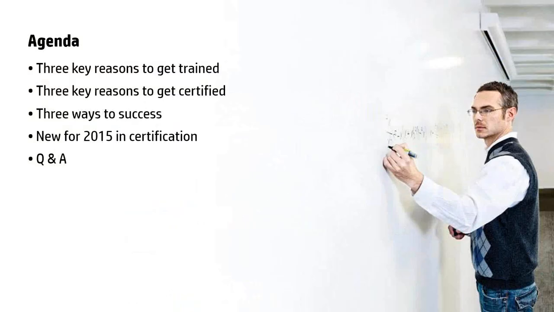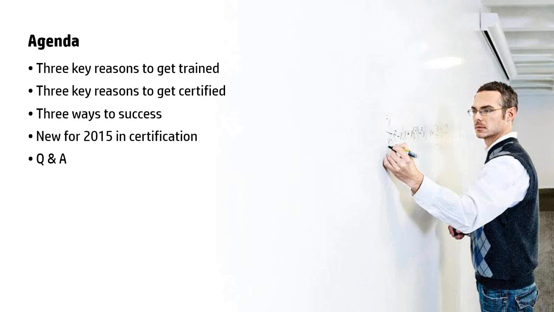So here's our agenda. First we'll talk about 3 key reasons to get trained. Then I'll follow that with 3 key reasons to get certified. Then we'll talk about 3 ways you can achieve some success. I'd also like to give you some new announcements for the certification program on software that'll be happening in 2015. We've got some exciting things coming up shortly. And then we'll have time for questions and answers. Feel free to ask anything you like. The only question I won't answer is giving away something that's a test question answer. So I can tell you B, C, D, A, B. Those are all test answers, but I can't tell you which questions or which exams.